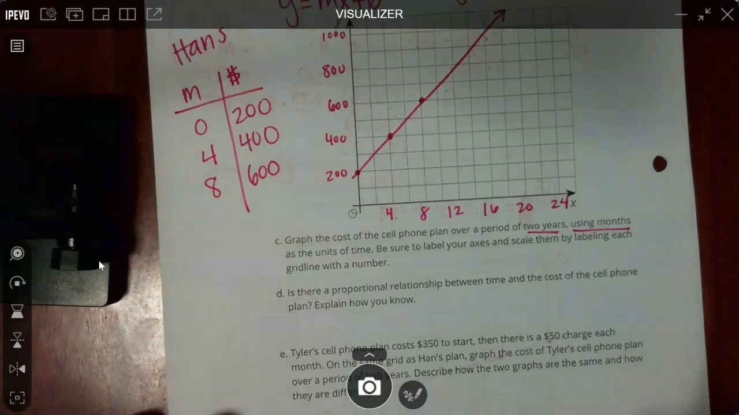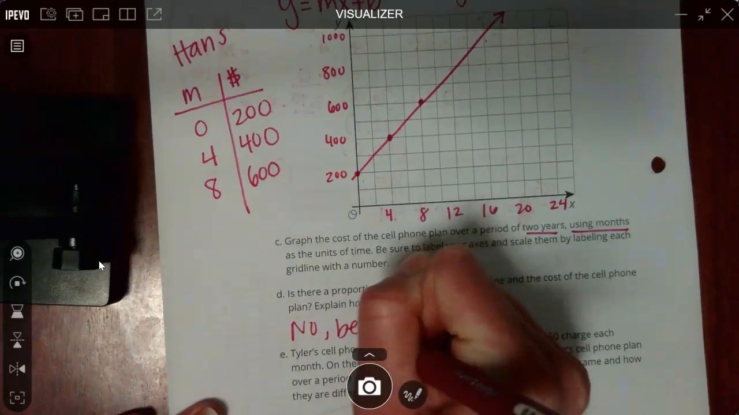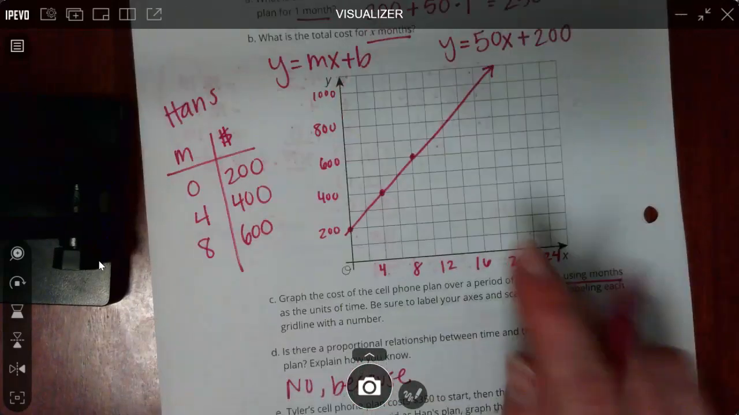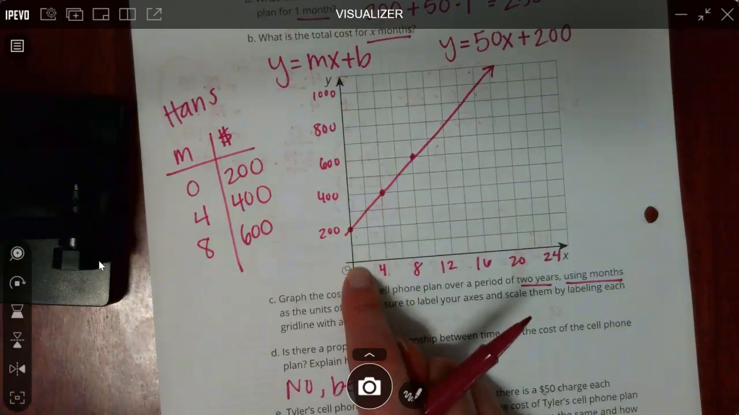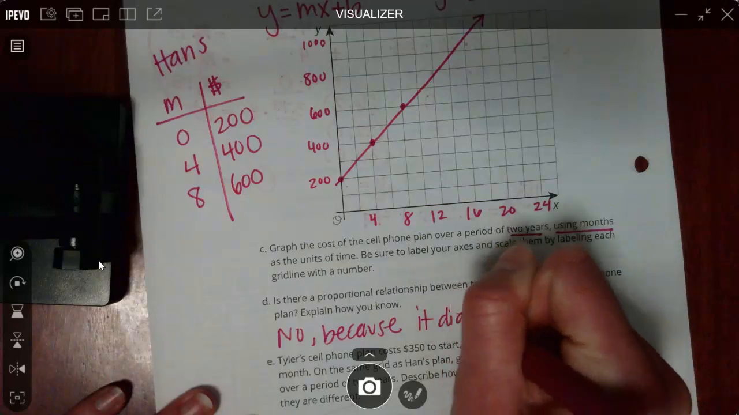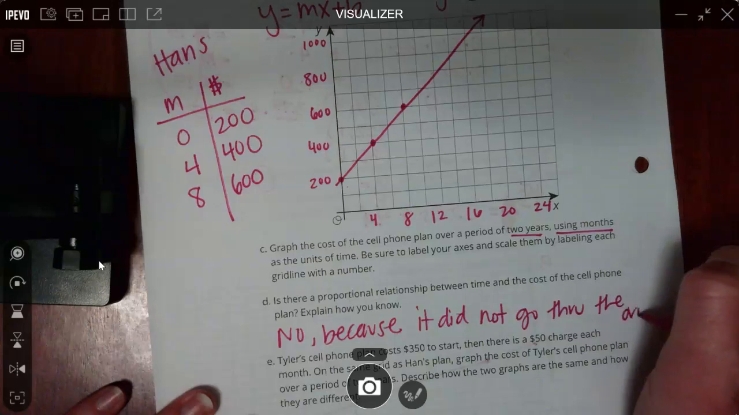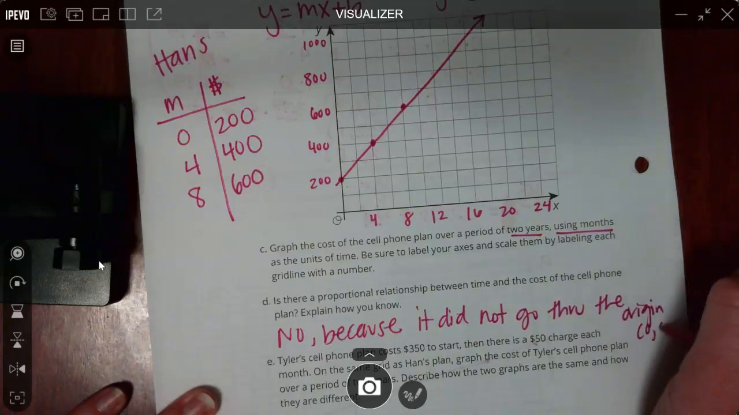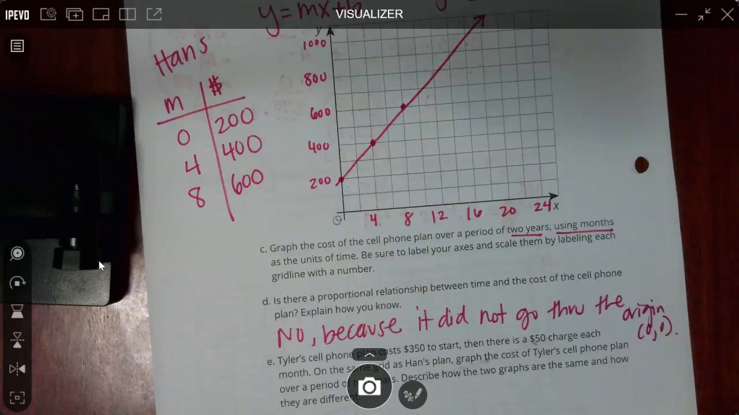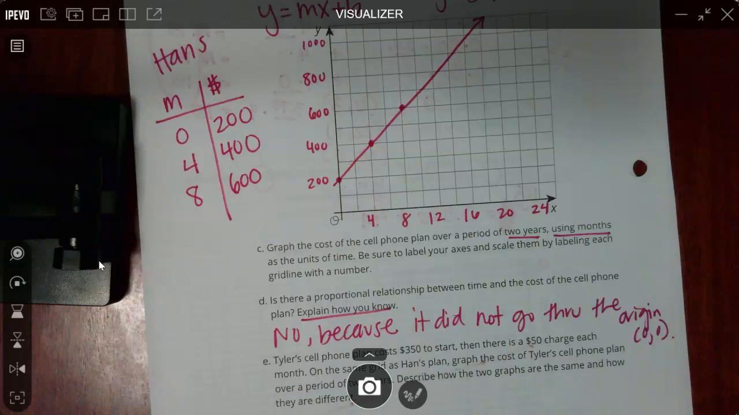D. Is there a proportional relationship between time and cost of the cell phone plan? No. Because I know for it to be proportional, it has to be a straight line, which it is. But it also has to go through 0, 0. Okay? So make sure you're saying no because it did not go through the origin. Or you could have said 0, 0. I would have taken both. Okay? But no is not enough. You have to explain. And you also can't just say, no, it's 200. You need to tell me, no, the y-intercept was 200. Okay? You have to use some vocab words.